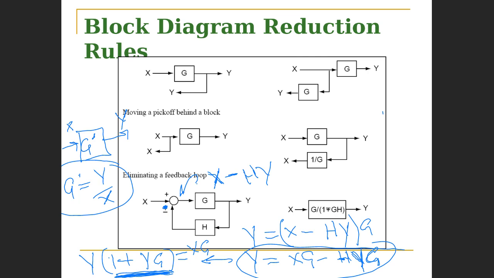Milton, I'm coming. Go ahead, Milton. I have a comment. Sir, wouldn't that be Y over bracket 1 plus HG close bracket equal to XG? I'm sorry, could you go again, please? On the bottom left corner, sir, you have Y open bracket 1 plus YG close bracket equal to XG. Shouldn't the Y in the bracket be an H instead?